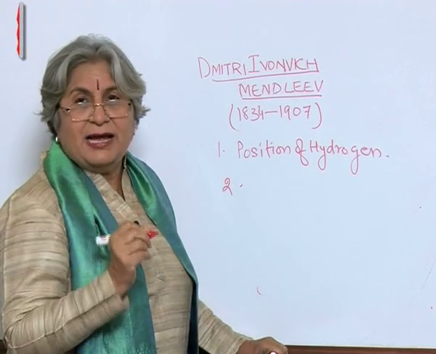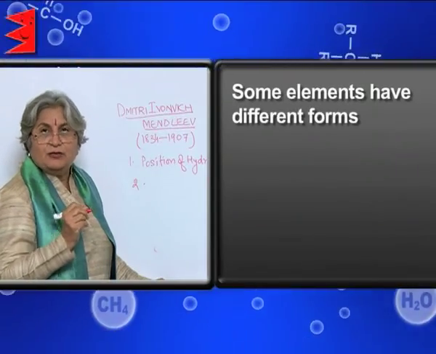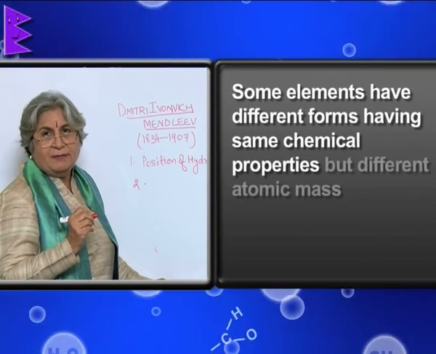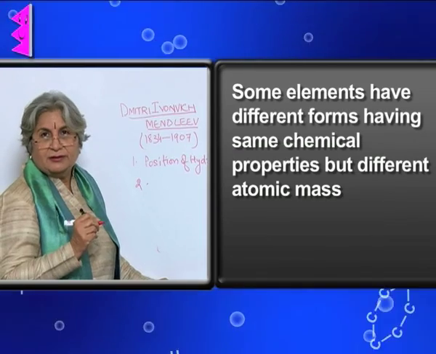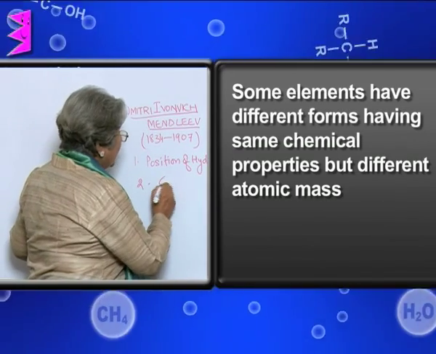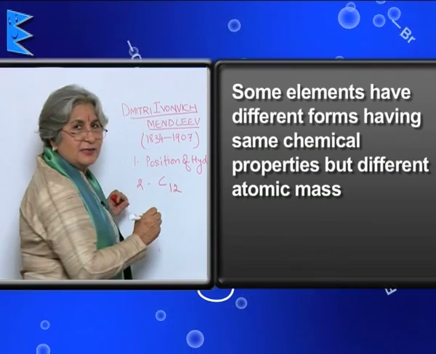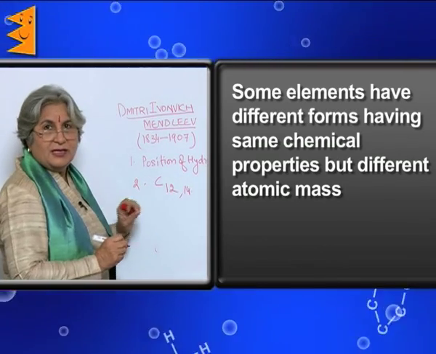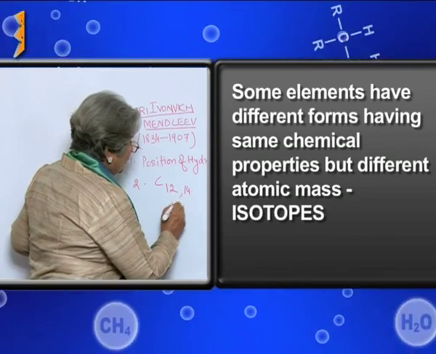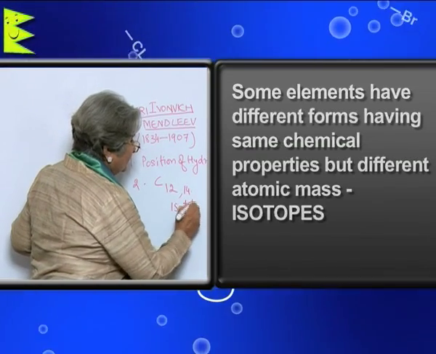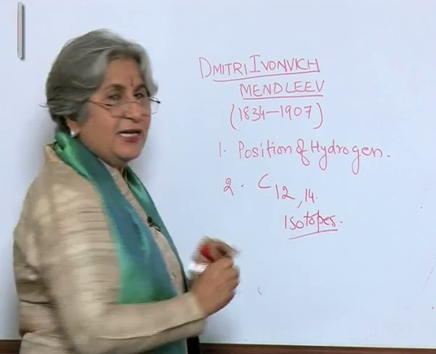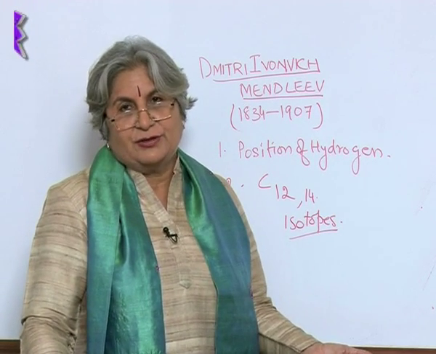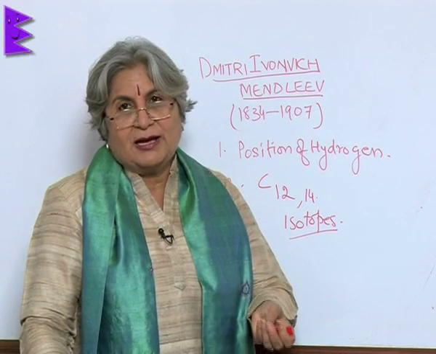Then there are some elements which exist in two forms, and these two forms have the same chemical properties, but their atomic mass is different. For example, carbon has 12 as atomic mass and 14 also. Such elements are called isotopes. As he was arranging according to the atomic mass, he did not know what to do with this situation. So, isotopes proposed another challenge.